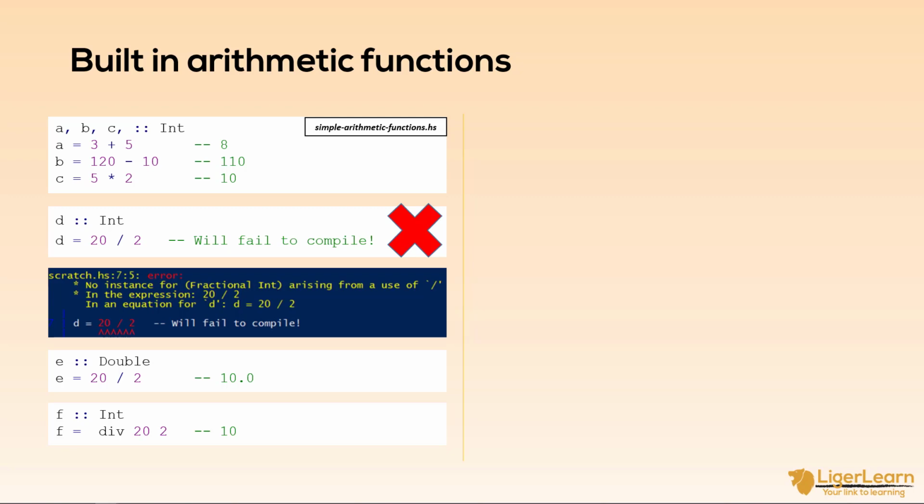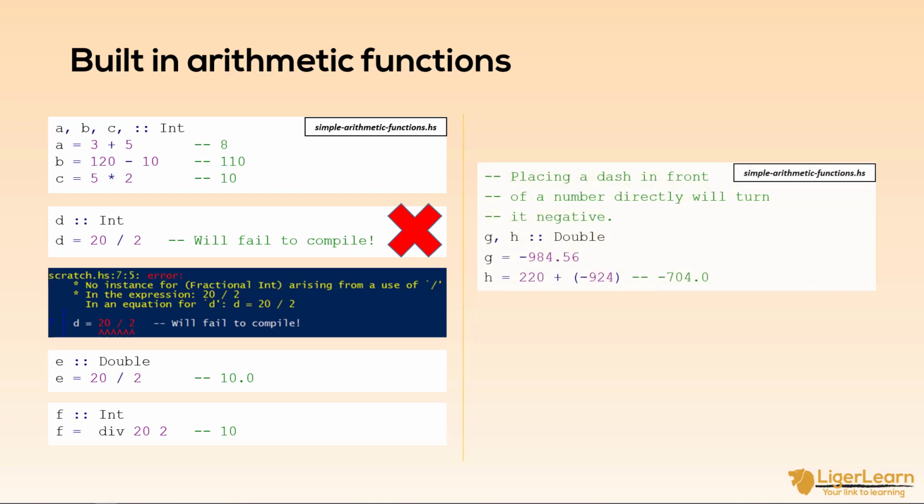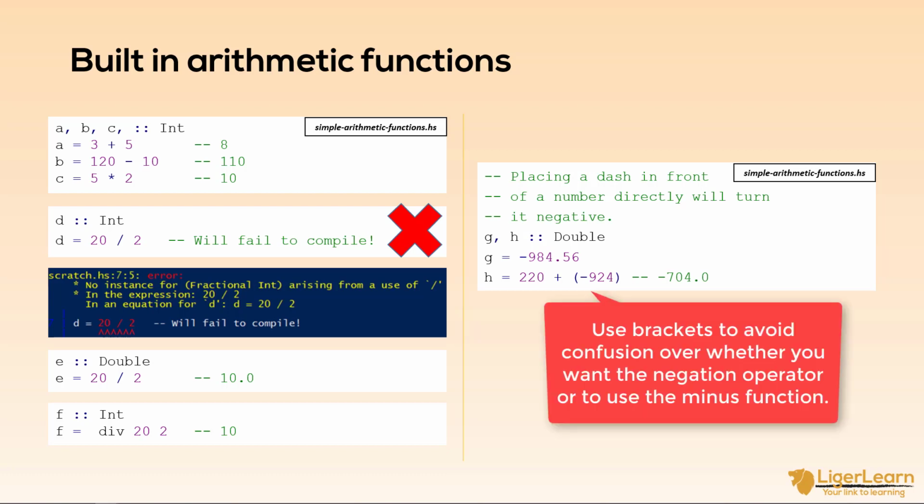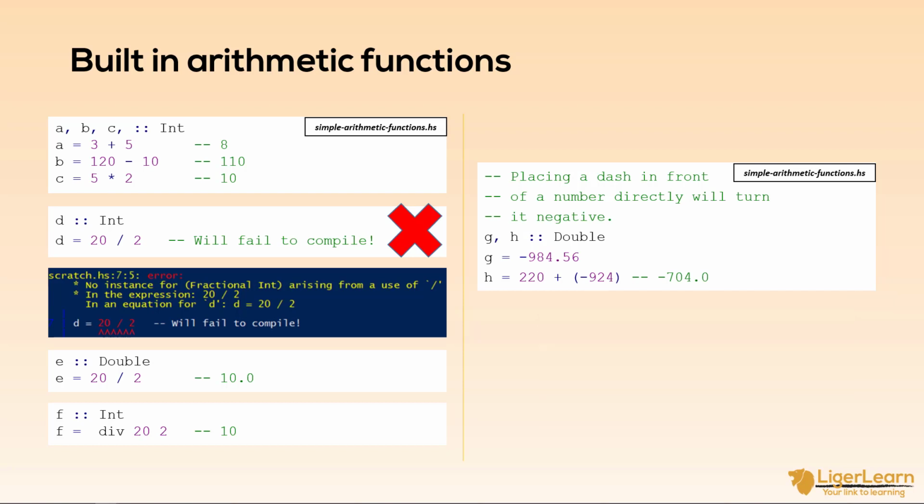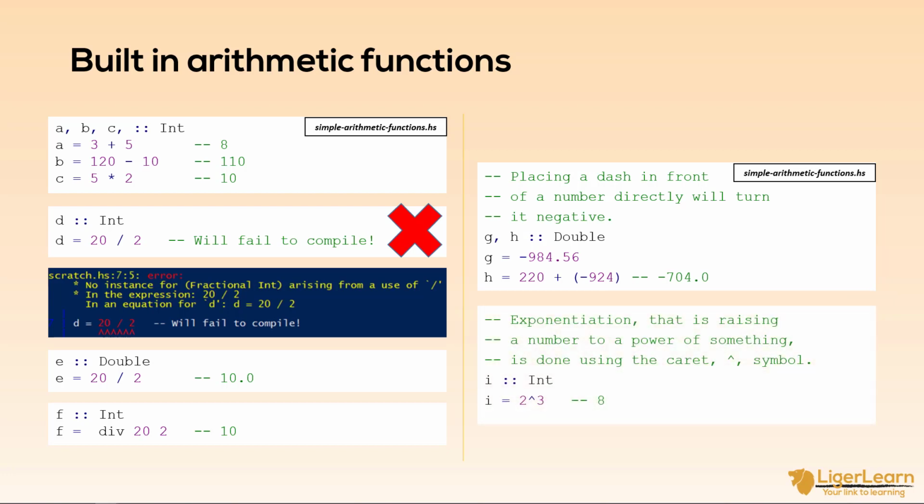Another arithmetic function I would like to show you is the negation function. The negation function, or negation operator, is a built-in prefix operator in Haskell, which is just a dash that you put in front of a number to turn it into a negative number. You can see how it is used in the code. Where there is potential confusion over functions or inbuilt operators, it makes sense to put the number as well as the dash in brackets to avoid ambiguity. The final inbuilt arithmetic function I want to show you is exponentiation, which you perform by using the caret symbol. So in this code example, we are raising 2 to the power of 3, which is obviously 8.